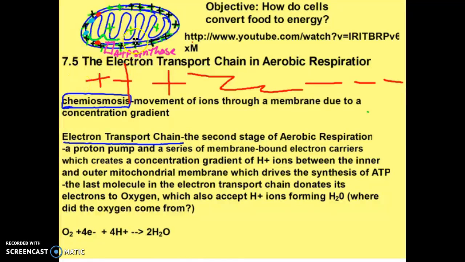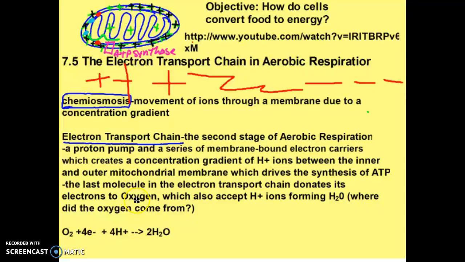But as it tries to equalize these charges by moving positive charges through this membrane, it actually moves them through the enzyme called ATP synthase. And every time it moves a proton through here, it's going to generate some ATP. And that's the whole point of cellular respiration, is to make ATP. So it takes all those carrier molecules like the NADH and so on, and it's all about making that ATP.